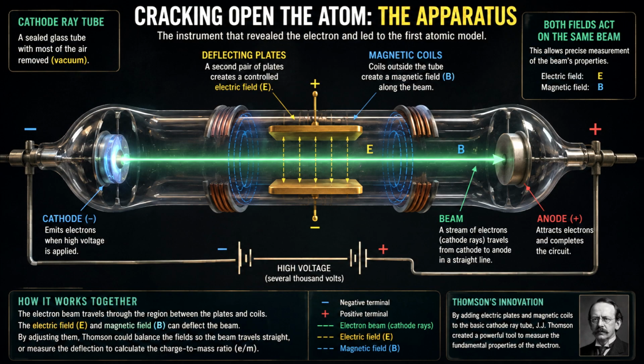Thomson modified this basic setup by adding a second pair of plates inside the tube, positioned above and below the beam, capable of generating a controlled electric field. He also added a pair of coils outside the tube to generate a magnetic field along the same region. With both fields acting on the same beam simultaneously, Thomson had built an instrument precise enough to extract real, quantitative information about whatever was traveling through that glass tube.